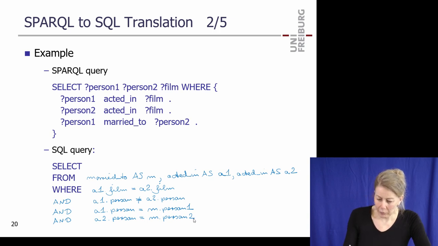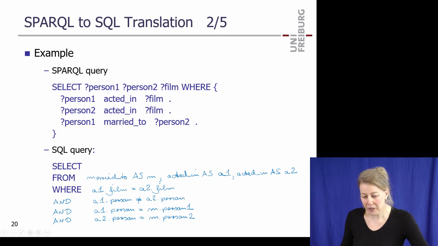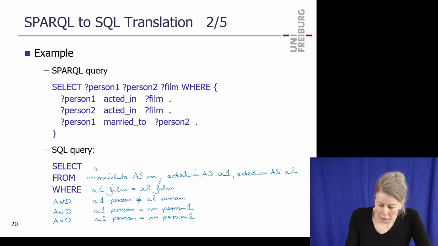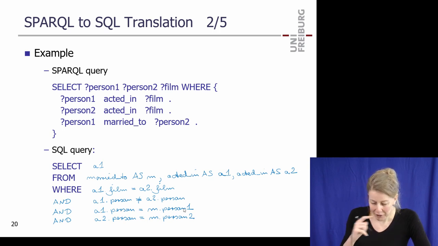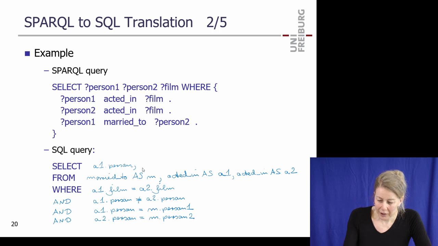Well, maybe we are. And what should be in the select? In the SPARQL query, it just says the one person, the other person, and the film. How do we write it? Actually we have a choice here, right? If we want the first person, we could write A1 person or M person 1 by the condition here, it's the same thing. That's very typical. A1 person, comma, and note this syntactical difference: in SQL you have a comma, in SPARQL you don't. It's really like this. A2 person, comma, and then the film. Which one do we take? It doesn't matter because they are the same. So let's just go with one that's similar, like you sometimes have in programming.